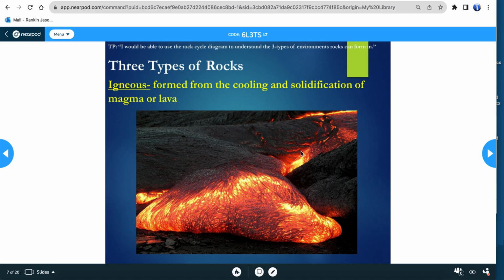One type of flow is called pahoehoe. Pahoehoe is kind of like a runny nose lava flow. It flows really quick. Less viscous. You have ones that have high viscosity, right? They kind of move slow. You can definitely outrun those flows. And they're called aa. Just the letter A. So you've got pahoehoe flows and aa flows.